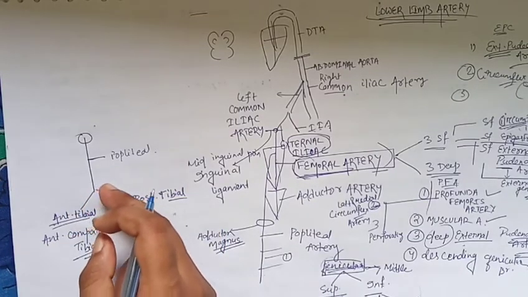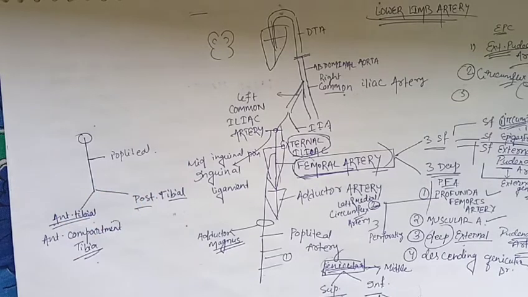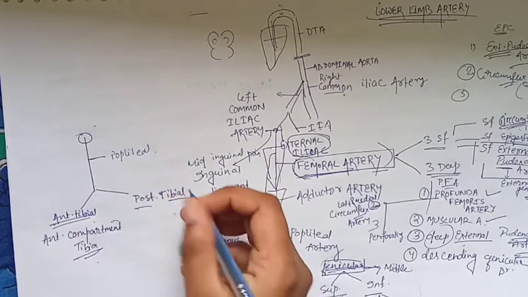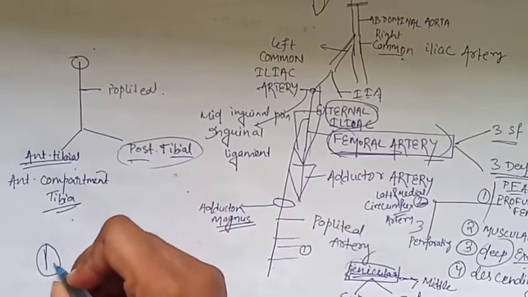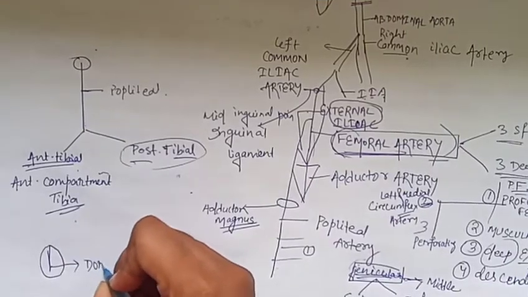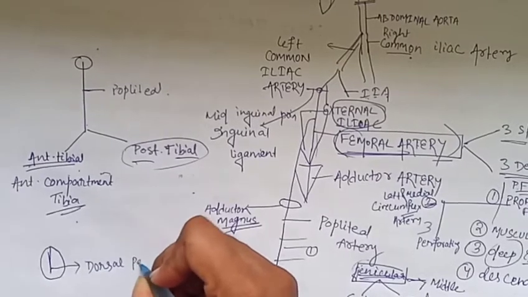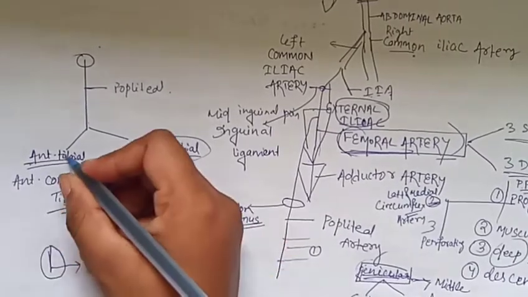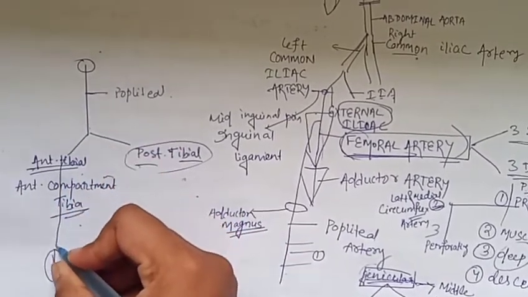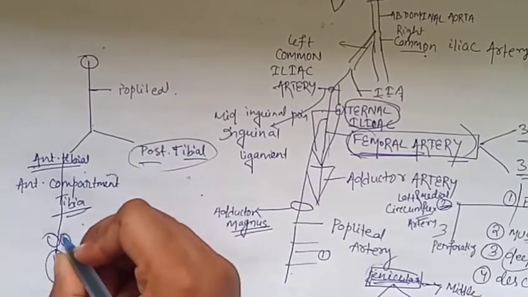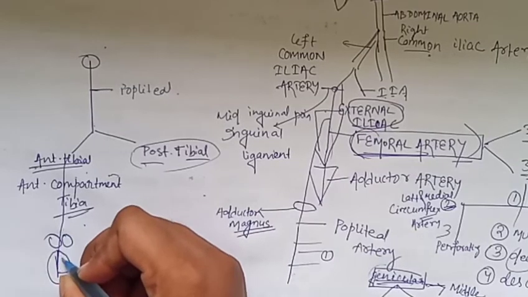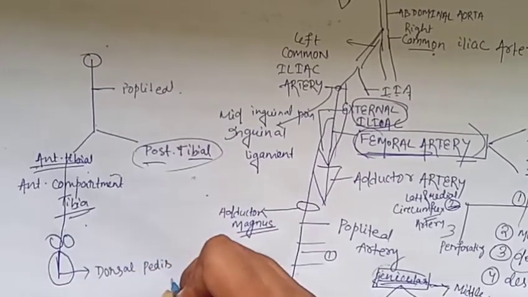The anterior tibial artery is the small terminal branch of the popliteal artery, whereas the large terminal branch is the posterior tibial artery. It continues as the dorsalis pedis artery. How can I say that? You should remember, because when the anterior tibial artery enters the leg in the part of the medial malleolus and the lateral malleolus, after crossing this, it continues as the dorsalis pedis artery.